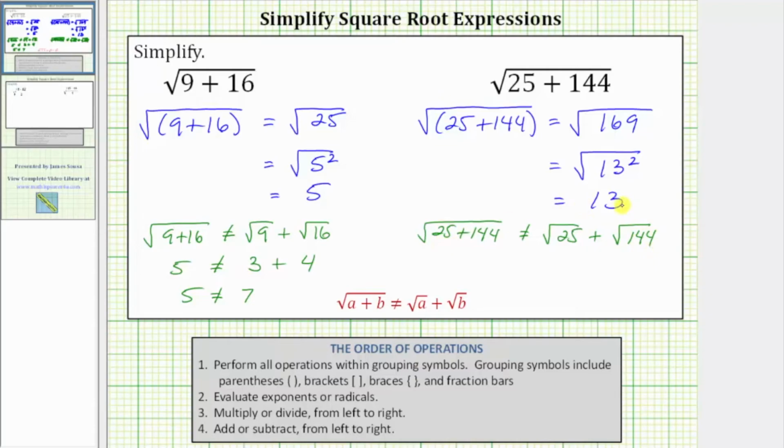We know the left side is equal to 13. 13 does not equal the square root of 25, which is 5, because 5 times 5, or 5 squared, equals 25, plus the square root of 144, which is 12, because 12 times 12, or 12 squared, equals 144. Notice how on the left side we have 13, and 13 does not equal 5 plus 12, which equals 17. I hope you found this helpful.